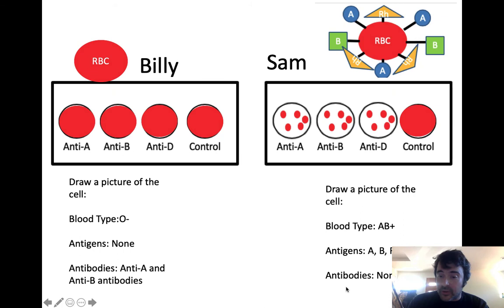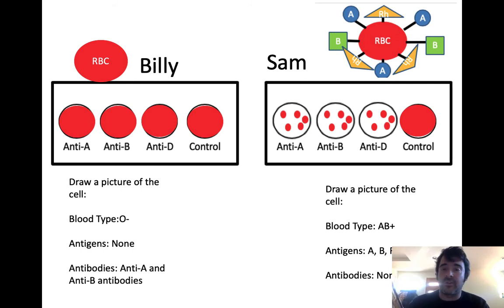There are no antigens, and this person produces no antibodies. So Billy is O negative. Can he donate to Sam? Yes. He doesn't have any antigens to trigger an immune response, and Sam doesn't have any antibodies to facilitate an immune response. So Billy can donate to Sam. In fact, because Billy has no antigens on the surface of his red blood cell, being O negative, Billy is considered the universal donor, right?